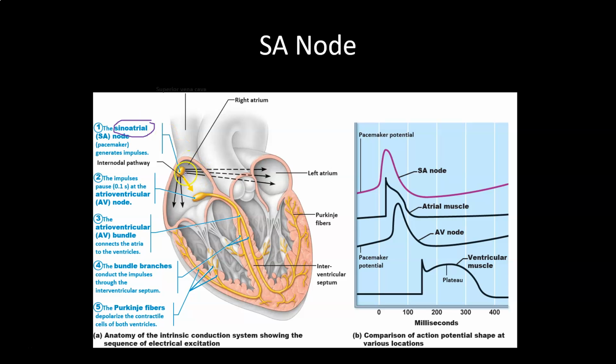Once this sinoatrial node fires off an impulse, that impulse gets relayed to the AV node. The AV node relays the signal down to the ventricles. So the SA node makes the atria contract. The AV node makes the ventricles contract.